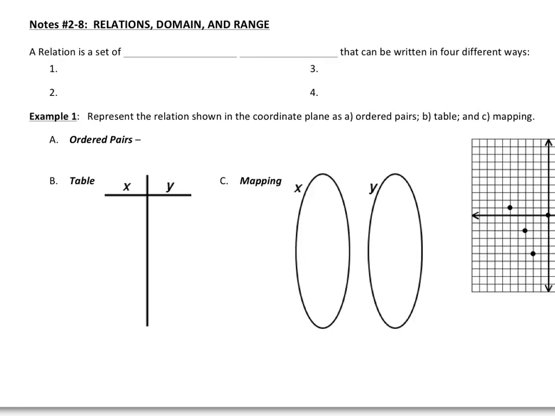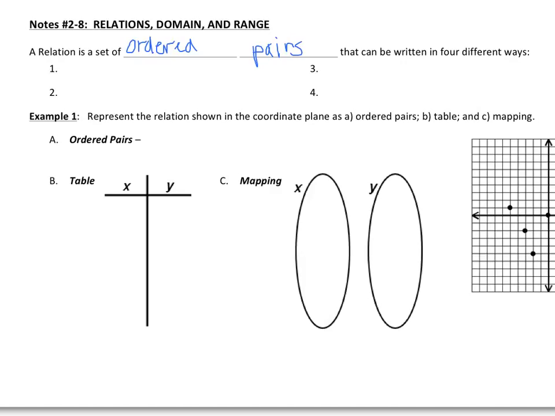Today we're going to talk about relations and then we're going to talk about domain and range of different relations. So first off, we need to talk about the definition. A relation is a set of ordered pairs that can be written in 4 different ways.